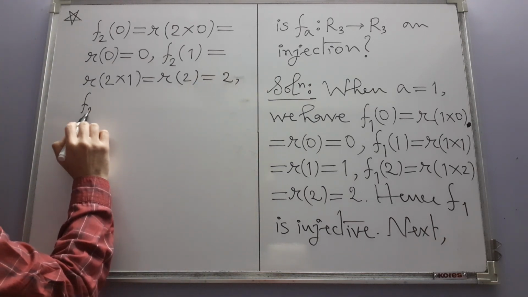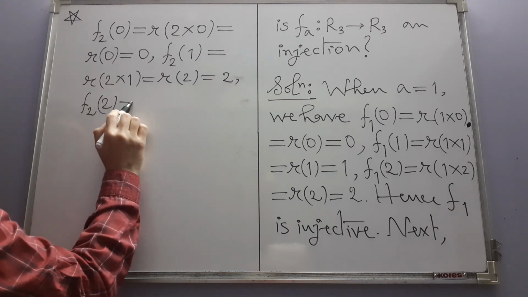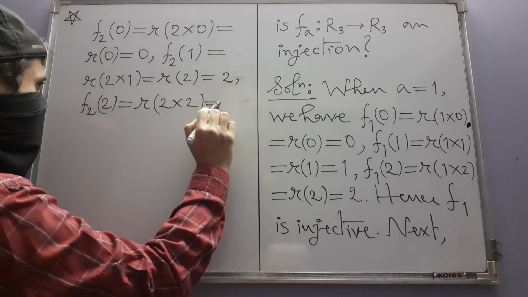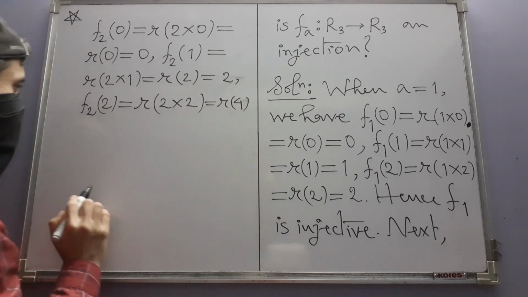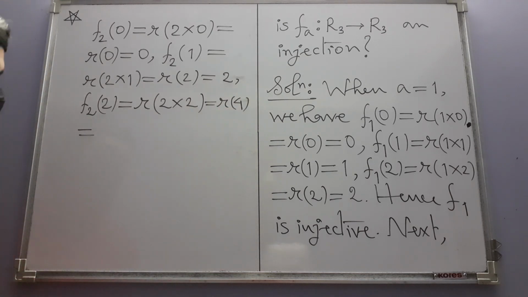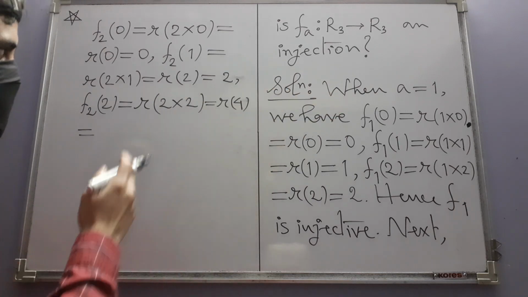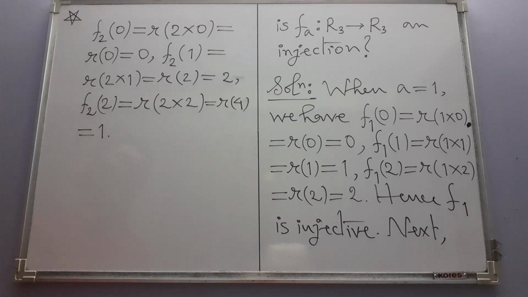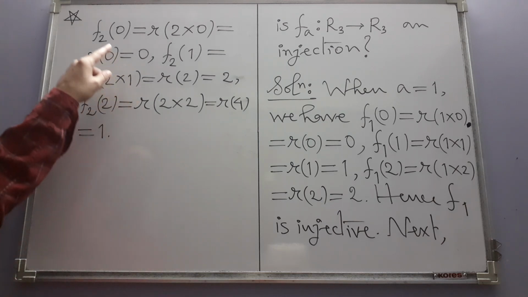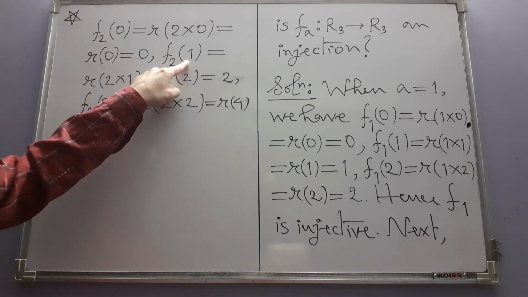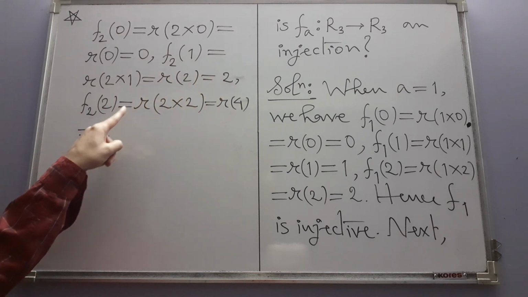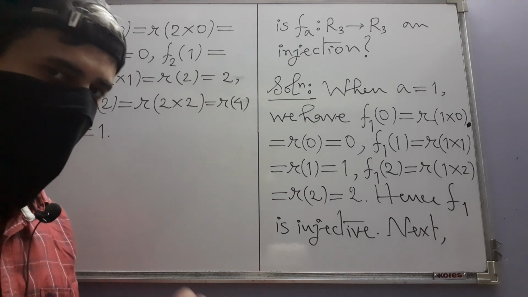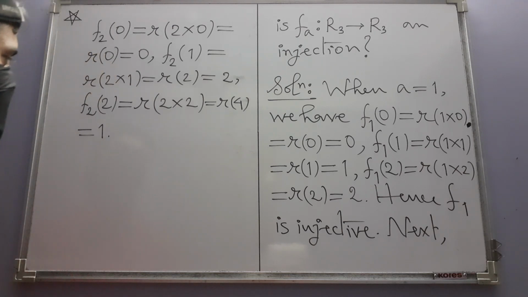And finally, f2 of 2 is r of 2 times 2. This is r of 4. Now when you divide 4 by 3, we just saw moments ago, the remainder is 1. So in this case, for f2, the image of 0 is 0, the image of 1 is 2, and the image of 2 is 1. This is not the identity function, but still it's a one-to-one function.